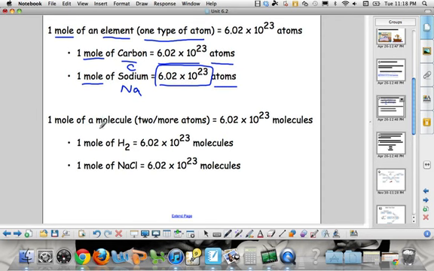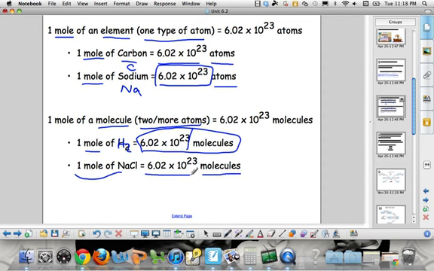When I have a molecule, this is 2 or more atoms. Like in this example, I have H2. When I have a mole of a molecule like this, my value is going to be 6.02 times 10 to the 23rd molecules. So a mole is always going to be equal to 6.02 times 10 to the 23rd, but when I have more than 1 atom here, it's going to be equal to that many molecules. Here I have sodium chloride. I've got more than 1 atom here, so a mole of sodium chloride is going to be equal to 6.02 times 10 to the 23rd, but it's going to be equal to molecules this time, again, because I have more than 1 atom.